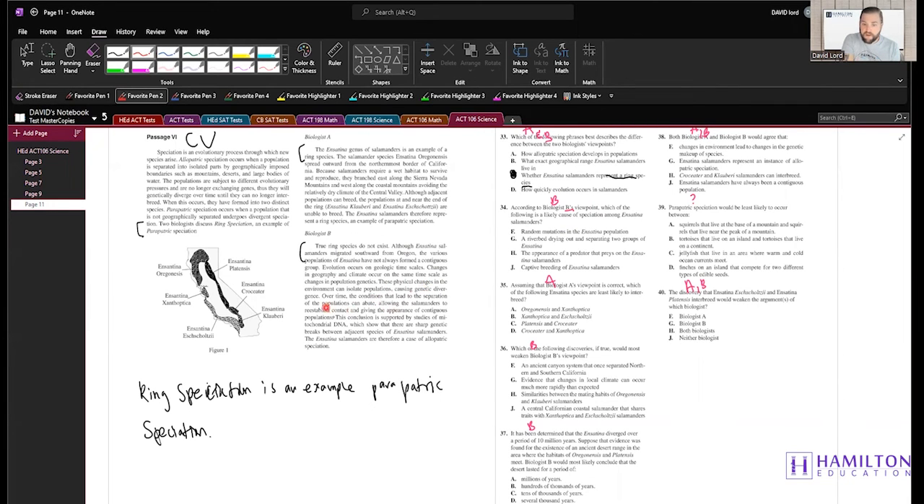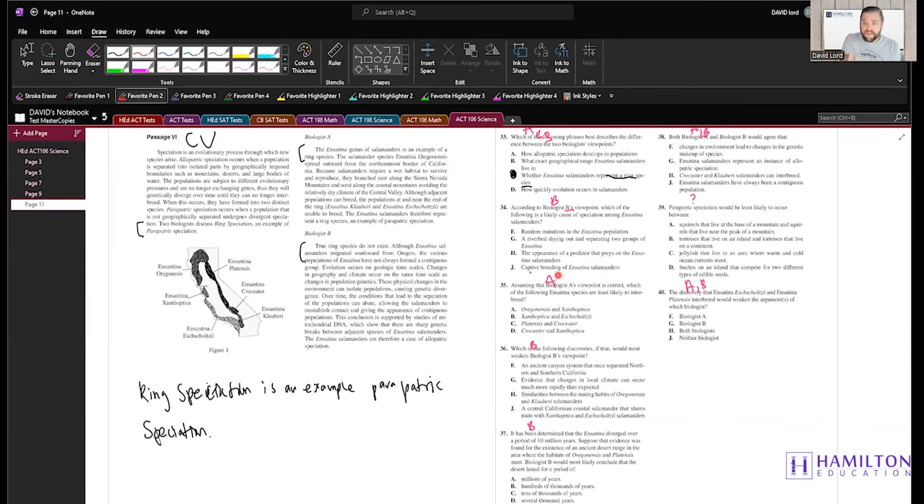And then later on, it says that the conditions can return back to what they were before, allowing the salamanders to reconnect with other species. So let's see which answer best matches that. Random mutations in the Ensatina population, a riverbed drying out, separating two groups, the appearance of a predator that preys on the salamanders, and captive breeding.